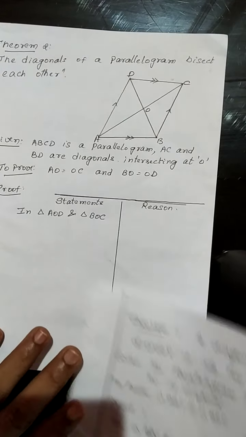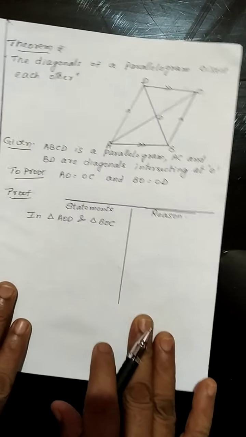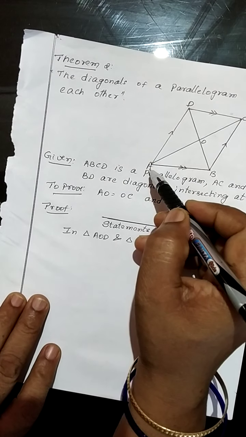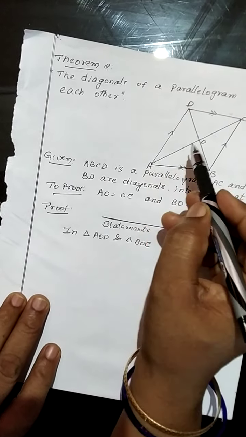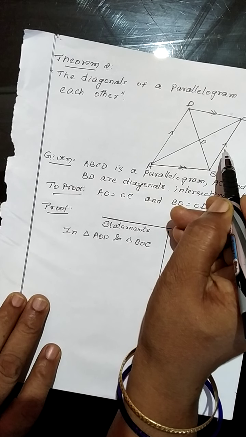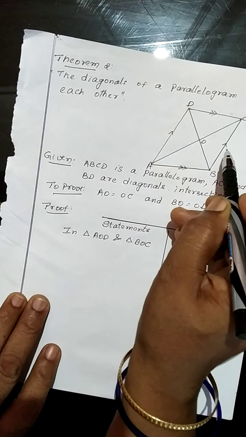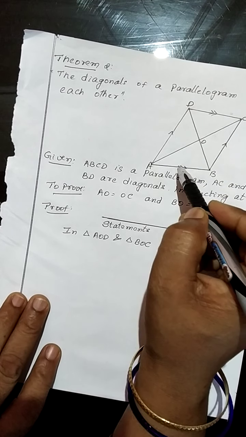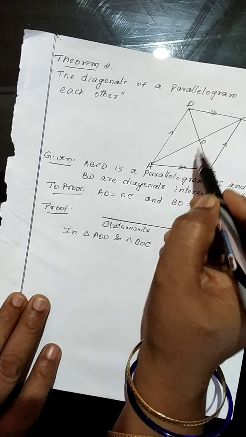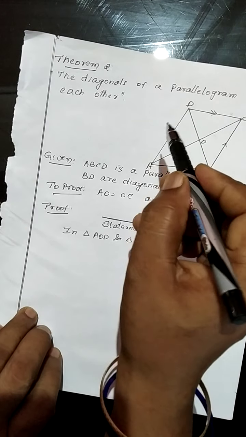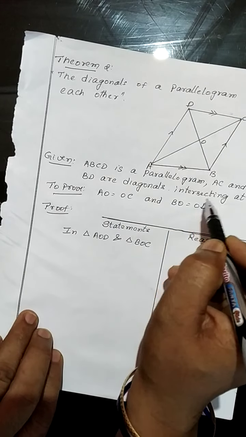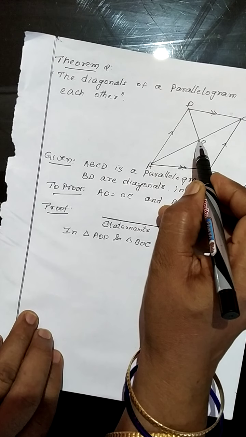Again, I am going to take another theorem, that is, the diagonals of a parallelogram bisect each other. Now, ABCD is a parallelogram. As I said, I have put one arrow mark here on opposite sides showing parallel and equal, and these two are again having two arrow marks showing that these two are equal and parallel. Now, ABCD is a parallelogram. AC and BD are the diagonals intersecting at O.